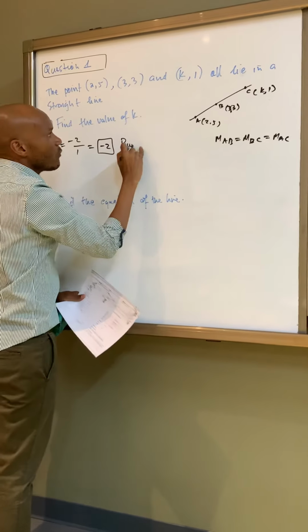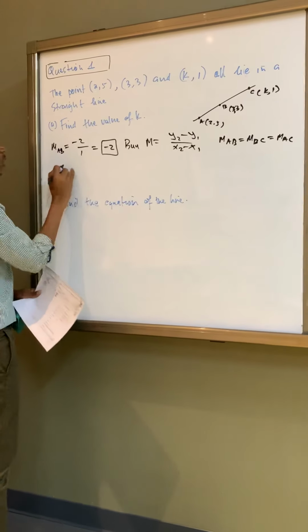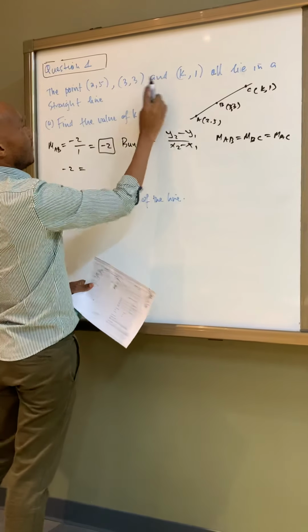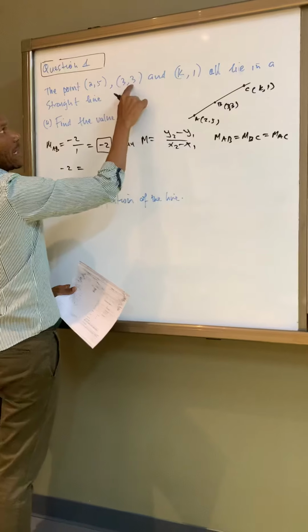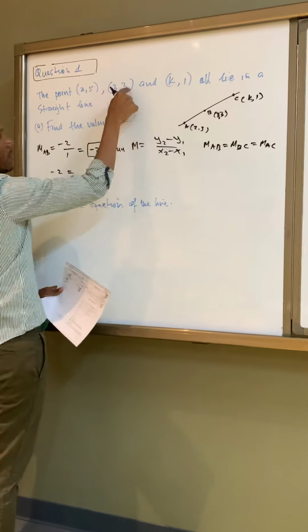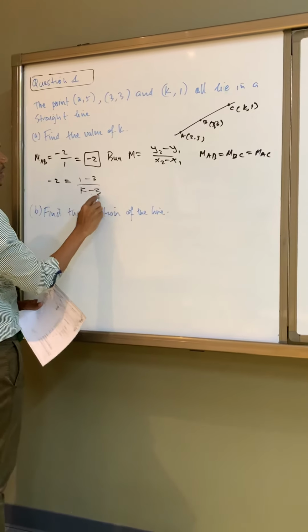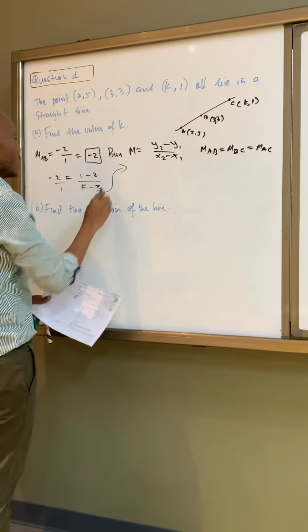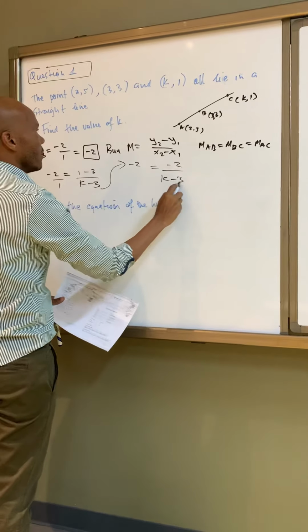We know that m is also (y2 minus y1) over (x2 minus x1). So I know the gradient is minus 2, which is equal to y2 minus y1 over x2 minus x1. Now, this is the gradient from B to C. So I'm talking about the gradient of these two points, which is the same as that, so that's why I said minus 2. So it's (1 minus 3) over (k minus 3). So minus 2 is equal to (1 minus 3) over (k minus 3).